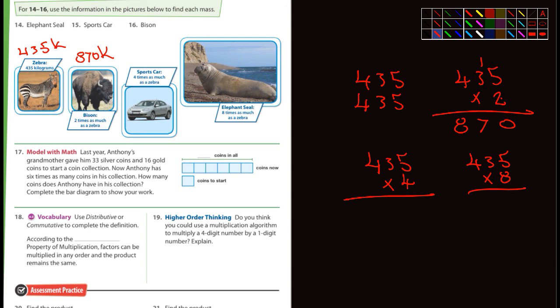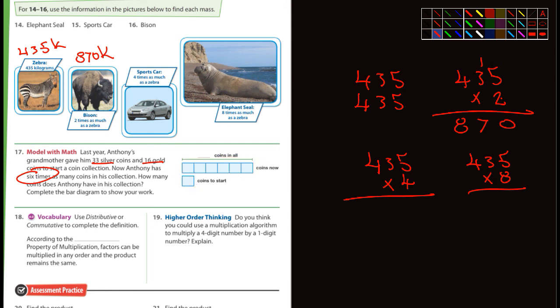Well, first off, they're just talking about total coins. They're not talking about silver coins or gold coins. They're just talking about total coins. So you're going to have to add 33 and 16 and then multiply that by what? 6 times as many. Complete the bar diagram to show your work. Coins to start, and then finally coins now. All right.